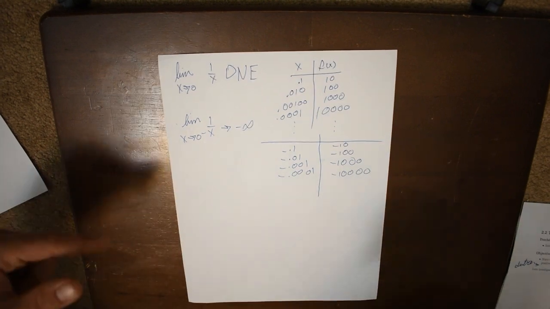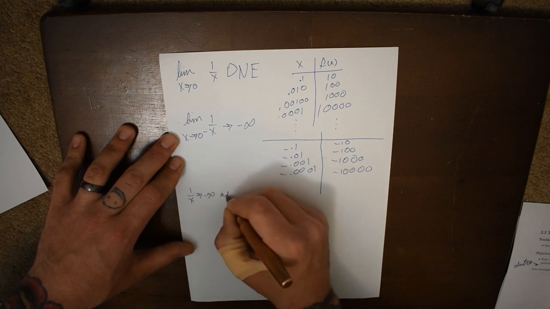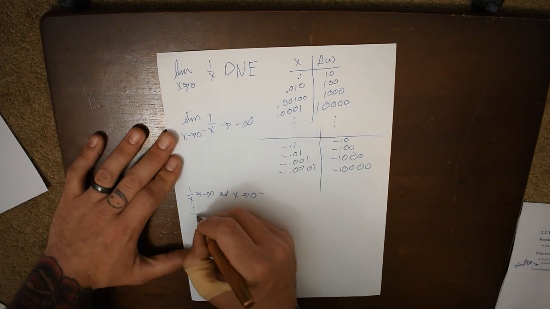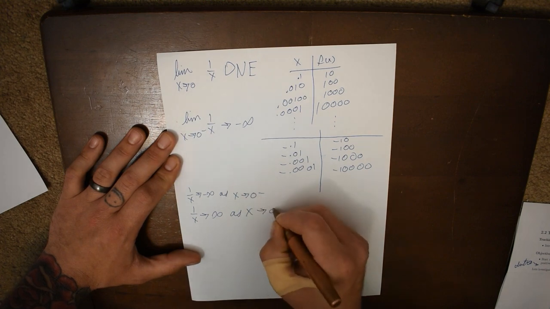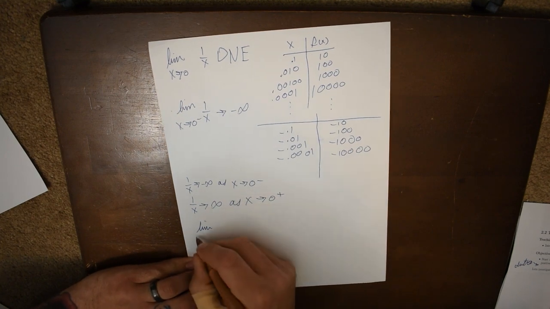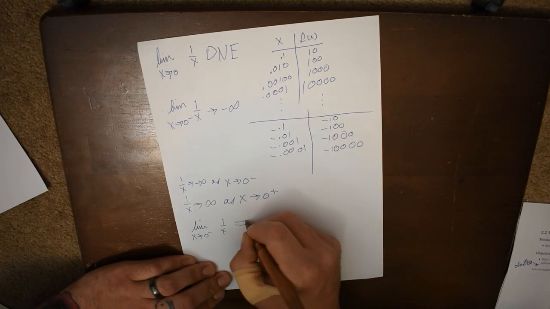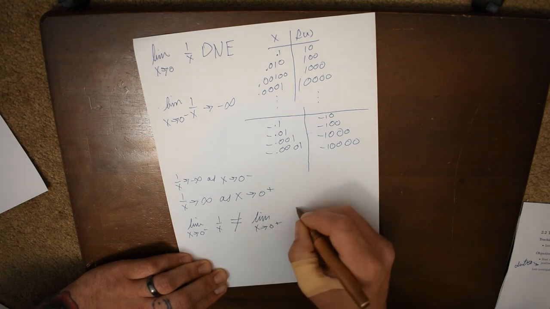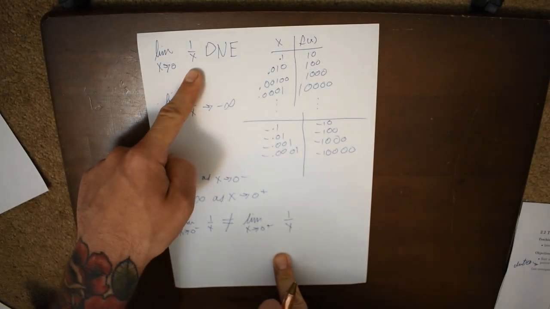And in fact, with the other notation, we can say 1 over x approaches negative infinity as x approaches 0 from the left. Similarly, 1 over x approaches positive infinity as x approaches 0 from the right. But because the limit as x goes to 0 from the left of 1 over x did not equal the limit as x goes to 0 from the right of 1 over x, because of this, we know that this limit does not exist.